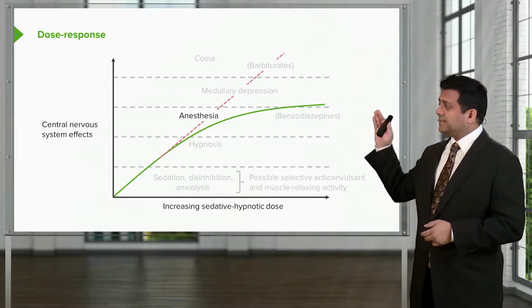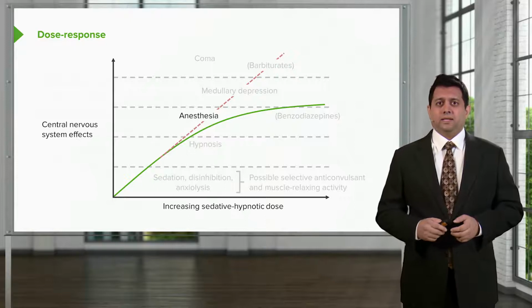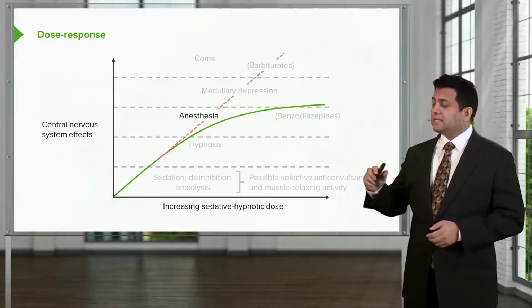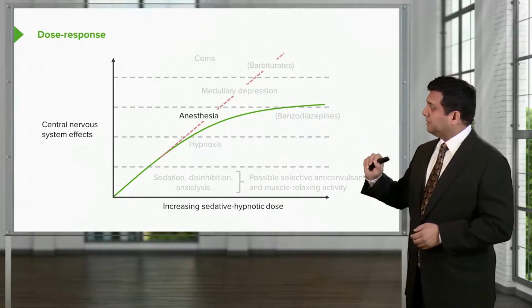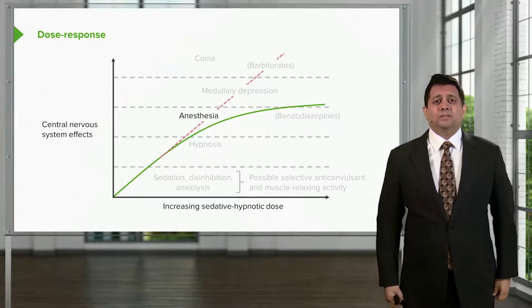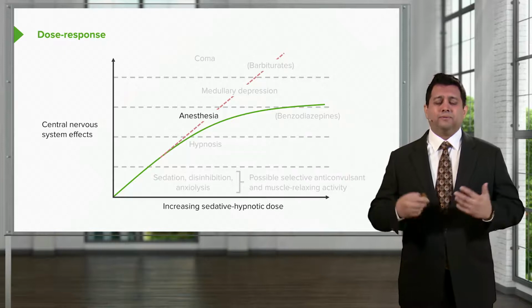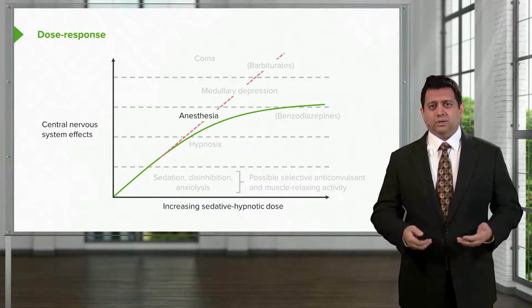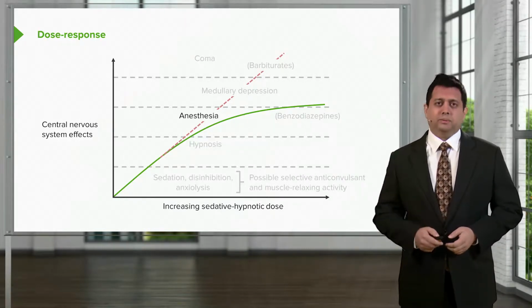Let's move on to the anesthesia spectrum of our sedative hypnotic drugs. You can see that the curve is flattening out with the benzodiazepines. Those benzodiazepines are great for certain types of anesthesia induction, but for long-term anesthesia induction, we're using more barbiturates as time goes on.